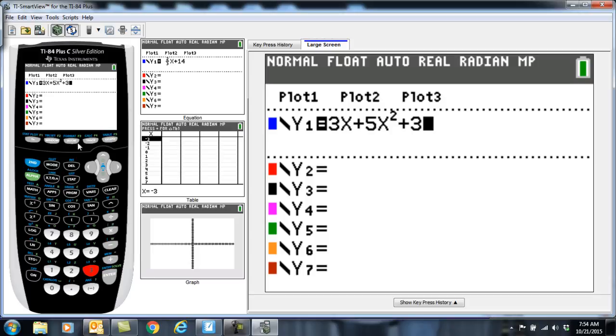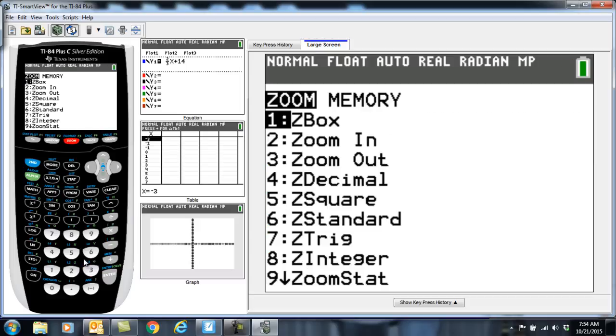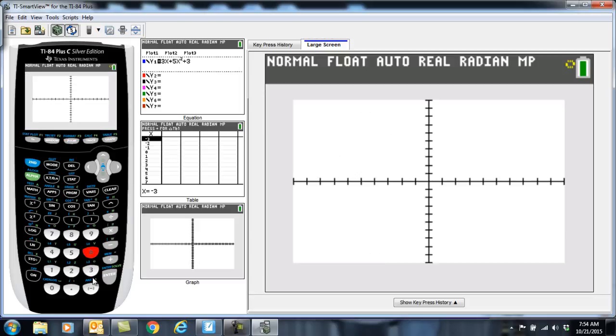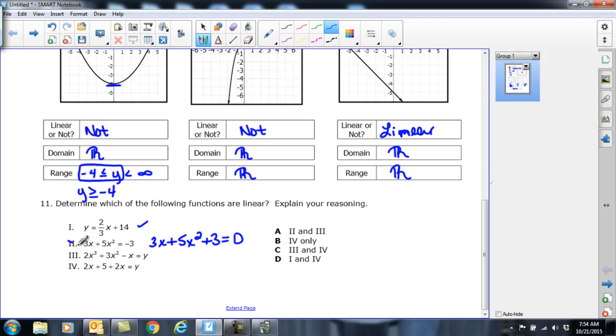I'm going to reset my window back to normal though. So instead of pressing graph, I'm going to press zoom and the number 6. It will graph for me, but it'll reset my window back to a normal window. And so there's my graph, and you can see that's not a straight line. It makes that curvy U shape that we saw earlier. So this one's not linear. So let's look at number 3.